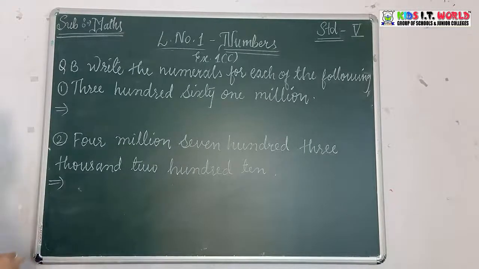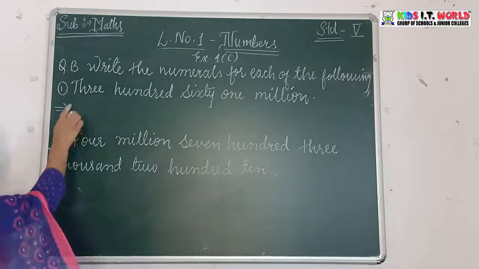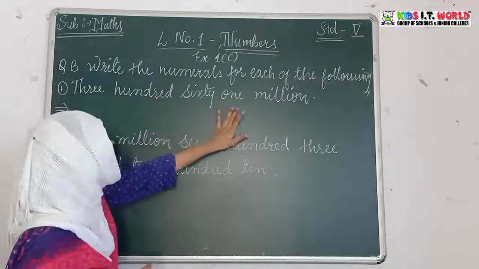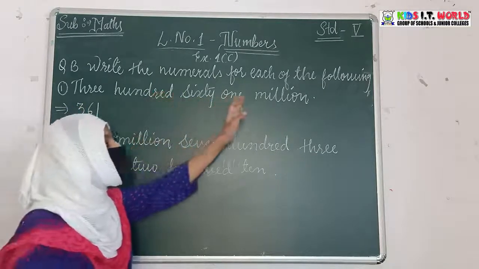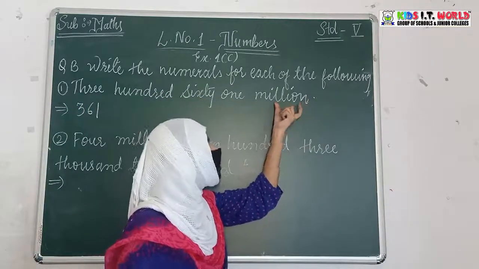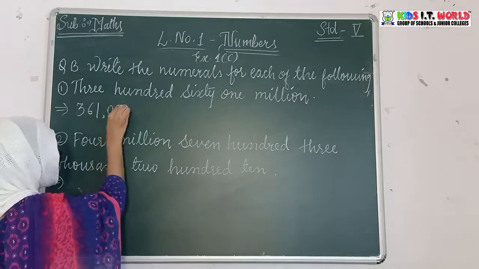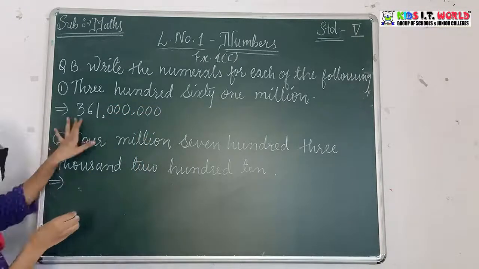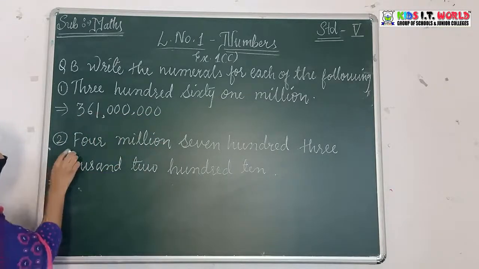Here the next question is write the numerals for each of the following. Means in the wording form they have given you, and in the numeral form you have to write the answers. Now read the question carefully. That is 361 millions. After that no period is there. Directly they are completed on the millions. So on the other periods, that is on the 100,000, 10,000, 1000, you will put the zeros, 100, 10, ones. This is called 361 millions.